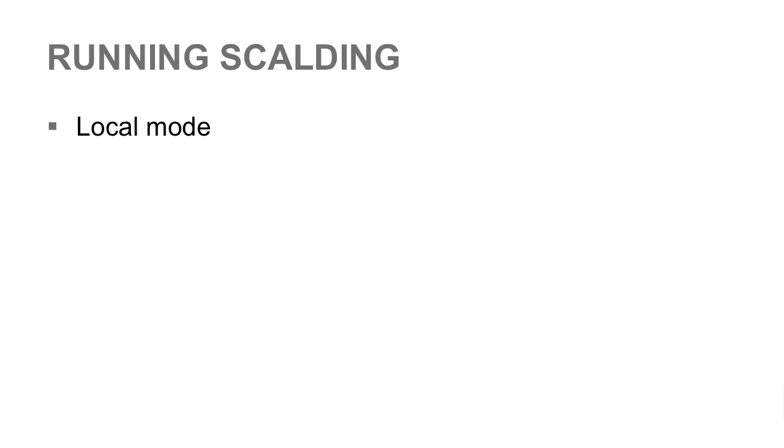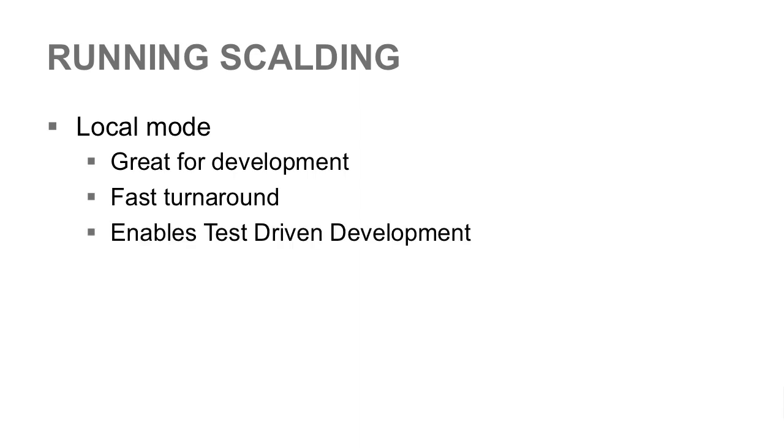How do we run Scalding? Well, there are two modes. The first mode is local mode. Local mode is going to run on your machine. It is great for development. You have very fast turnaround times. And what we really like about it is that it enables us to do test-driven development.